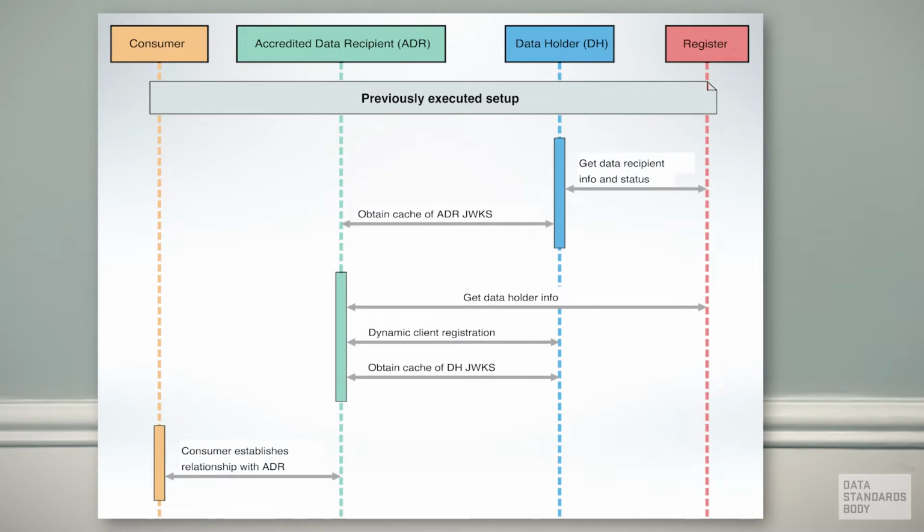I put this in a separate diagram because the register is involved, and it just simplifies the consent flow not to have that extra column on there. But the register does get involved, obviously, for these activities.